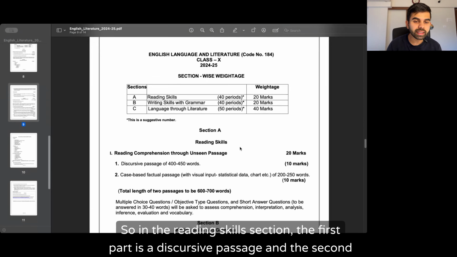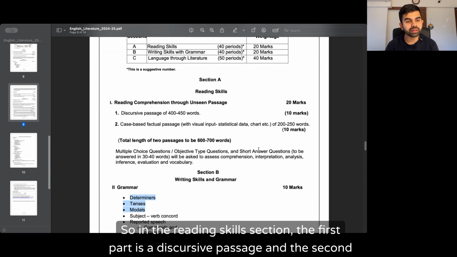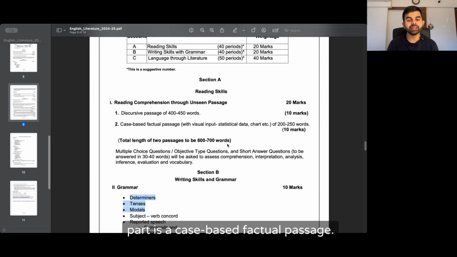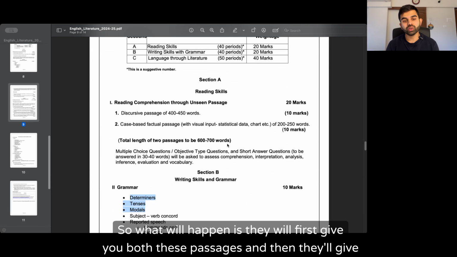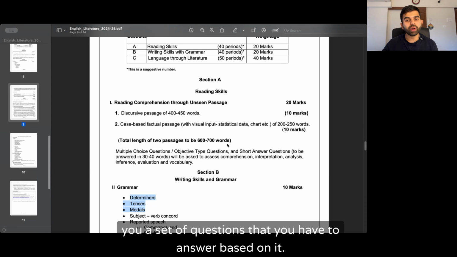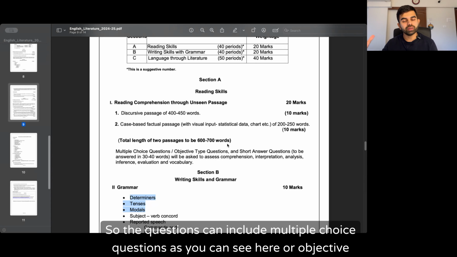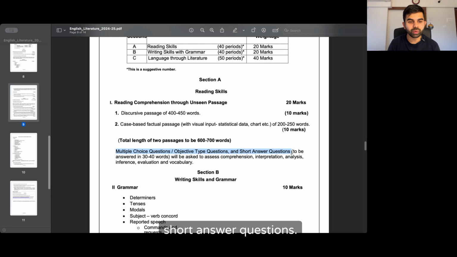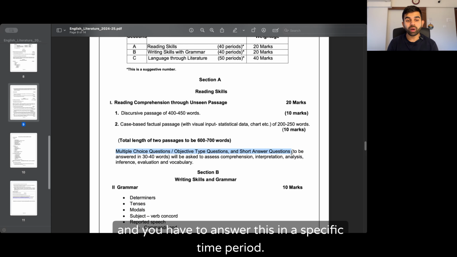So in the reading skills section, the first part is a discursive passage, and the second part is a case-based factual passage. So what will happen is they will first give you both these passages, and then they'll give you a set of questions that you have to answer based on it. So the questions can include multiple choice questions, as you can see here, or objective short answer questions. And you have to answer this in a specific time period.